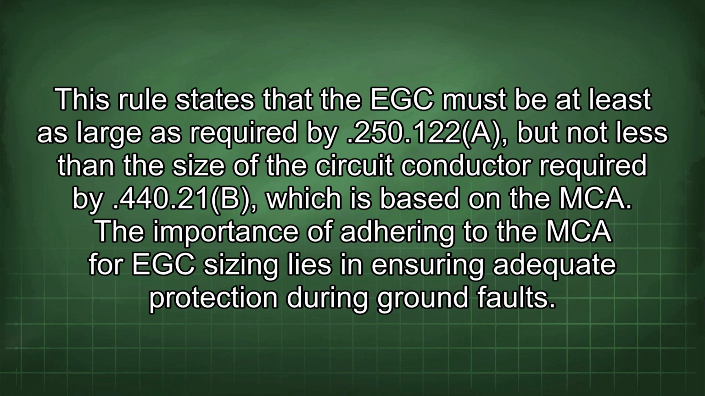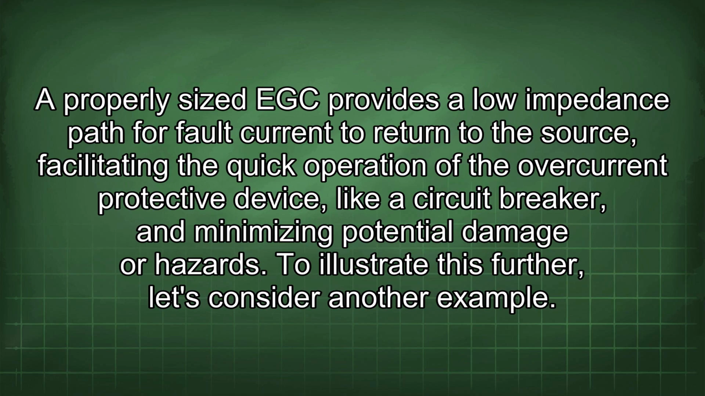The importance of adhering to the MCA for EGC sizing lies in ensuring adequate protection during ground faults. A properly sized EGC provides a low impedance path for fault current to return to the source, facilitating the quick operation of the overcurrent protective device, like a circuit breaker, and minimizing potential damage or hazards.